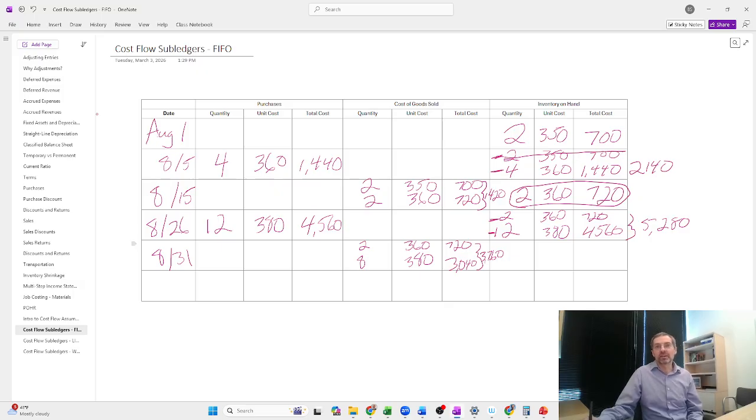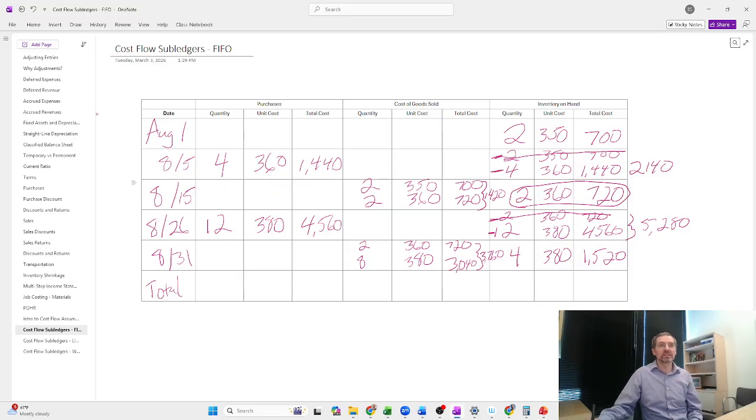Now we have to update again our inventory on hand column for what do we have left. Well, the 2 at 360, they are gone. So those ones are completely gone. We sold 8 of these 12, so we have 4 of those left at 380, and that equals 1,520 is what we have left. Okay, so at the end of the month, when we're putting together our financial statements, we'll do a total column here just to make sure that all of our numbers match as they're supposed to.